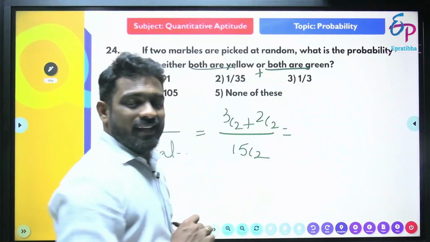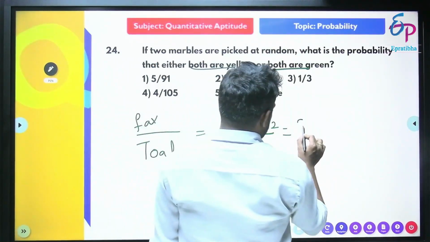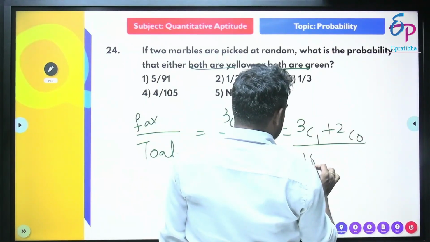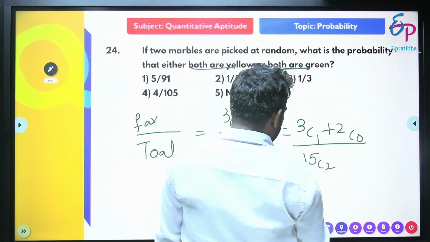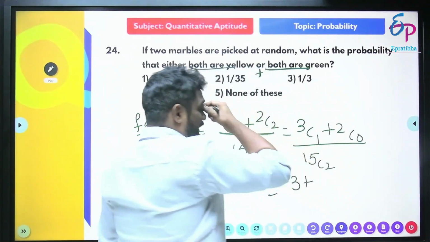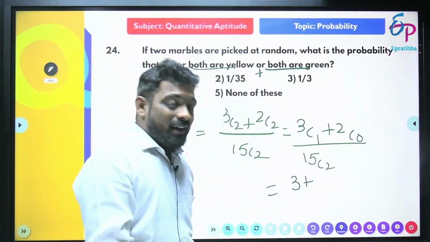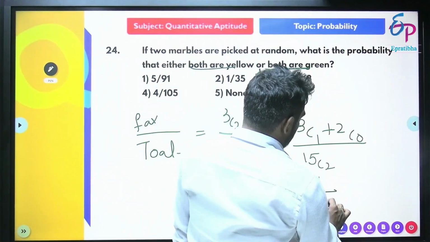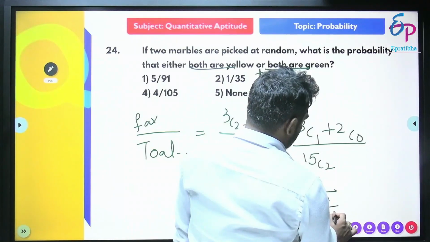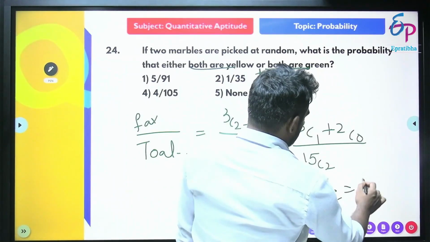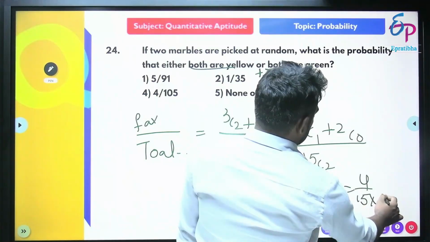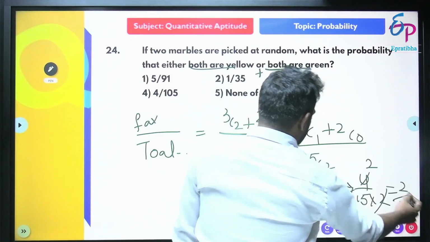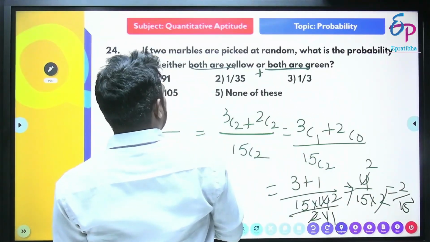3C2 value equals to what? 3C1. 3 minus 2 means 3C1. 2C2 value, 2C0, which is over 15C2. 15C2 I shall write. 3C1 means 3. 2C0 or 3C0 or 4C0: any number C0 value should be 1. 15C2 means 15 into 14 by 2 into 1. 2 2s are 14. Here it is 4 by 15 into 2. 2 2s are 4. What exactly is the solution? 2 by 15. Where exactly is the 2 by 15?